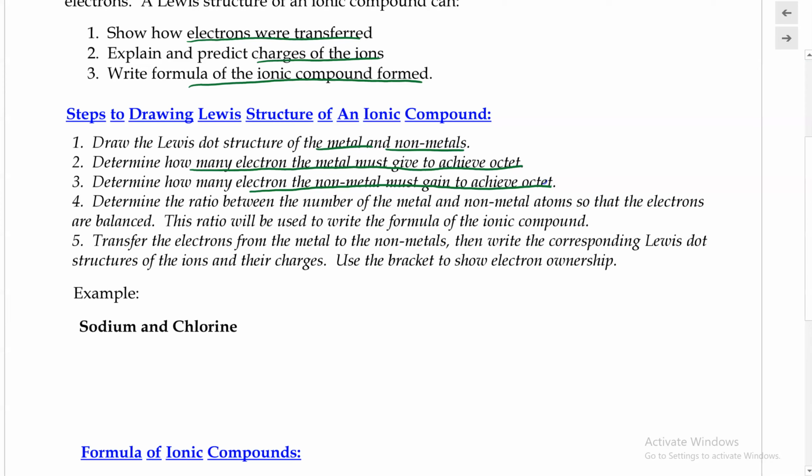Then, based on the electrons that the metal must give up and the electrons that must be gained by the non-metal, we will determine the ratio between the metal and the non-metal, so that the electrons will be balanced out. This ratio will then be used to write the formula of the ionic compound, and we'll see that in a little bit. Then we will transfer the electrons from the metal to the non-metal. And then we will write the corresponding Lewis dot structure for the ions that are being produced and their charges. We also use brackets to show the electron ownership after electrons have been transferred.